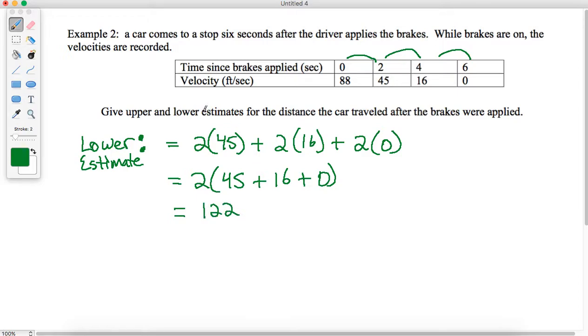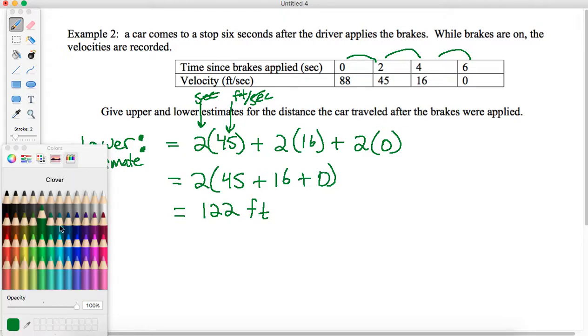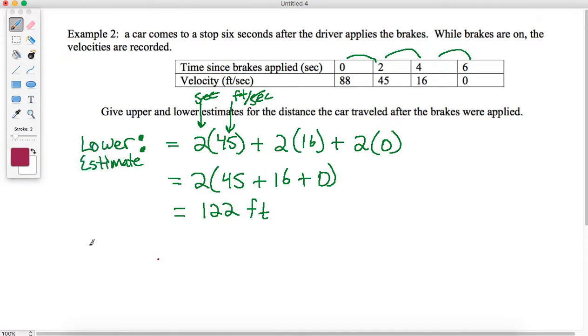And since this is in seconds and this is in feet per second, when I multiply them, the seconds cancel and then I'm left with feet. Okay? And so that's 122 feet. Let's find our upper estimate for the distance traveled after they apply that brake.